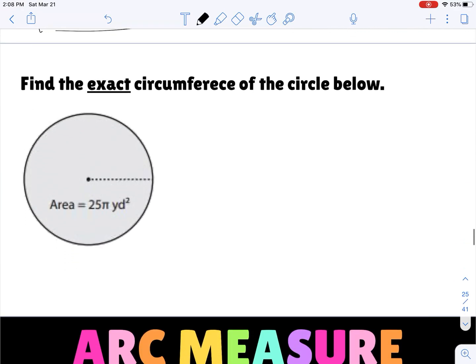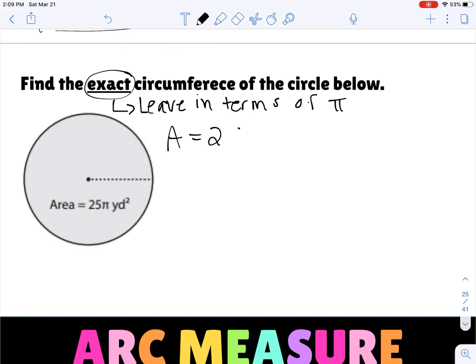Let's find the exact circumference of the circle below. The word exact is underlined because this means that we are not approximating, we're not rounding. You need to leave in terms of pi. So when you see the word exact, you need to leave it in terms of pi. We know the area is 25 yards squared. We want to know what the circumference is, so let's start off with area. We know area is 25 pi yards squared, and I'm getting that from here.